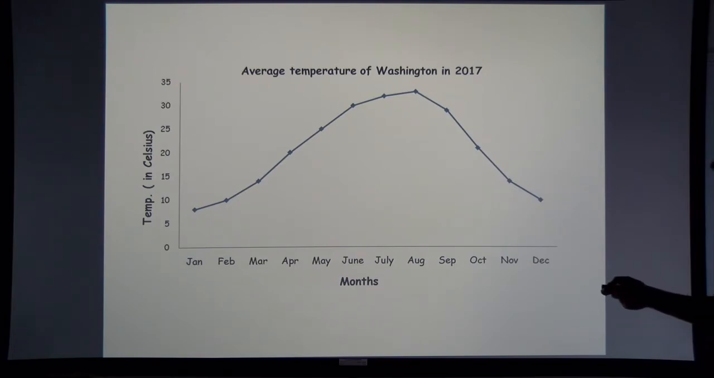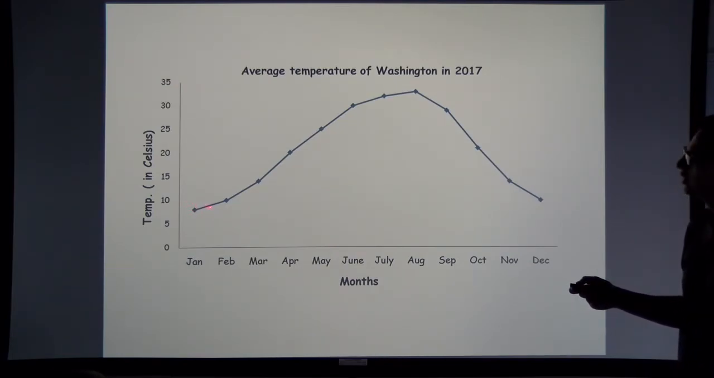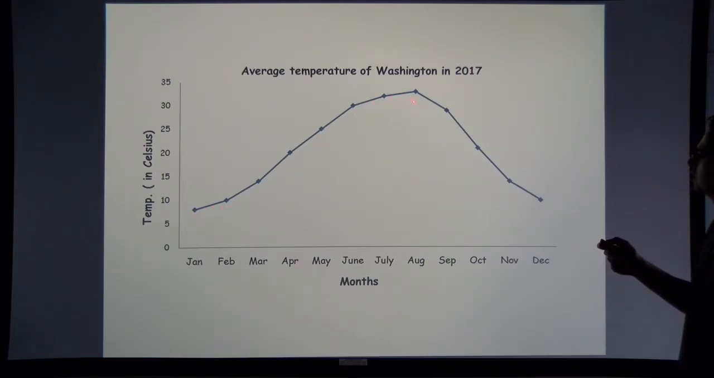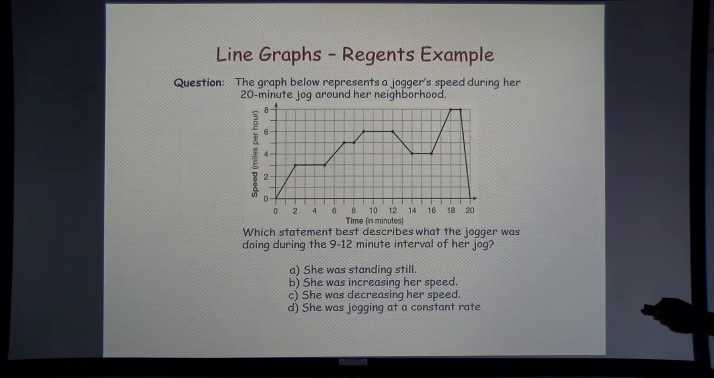So you can notice that in January, obviously it's a lot colder. And as the summer months come along, our temperature is increasing. And then as September hits, from August to September, we notice a decrease. So it starts to get cold again. So this is just an example of what our line graph should look like.